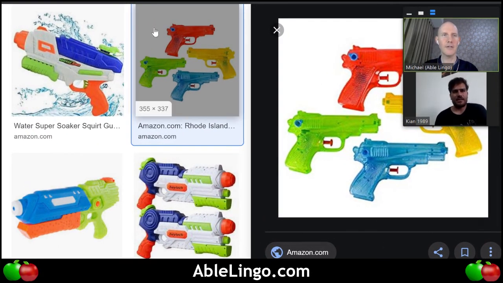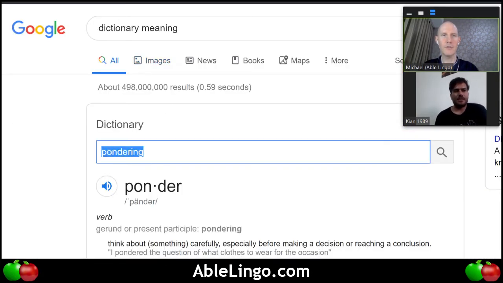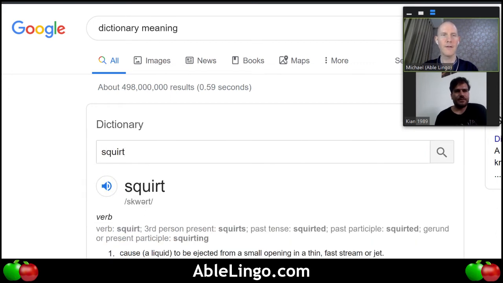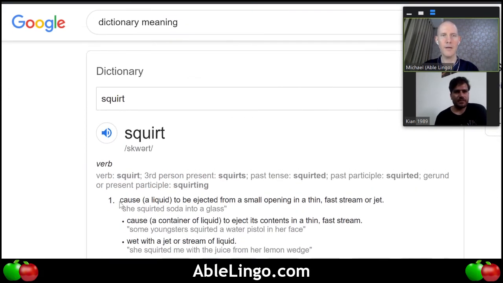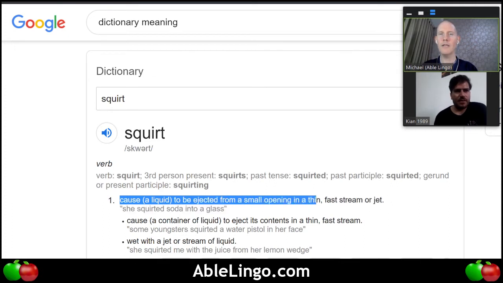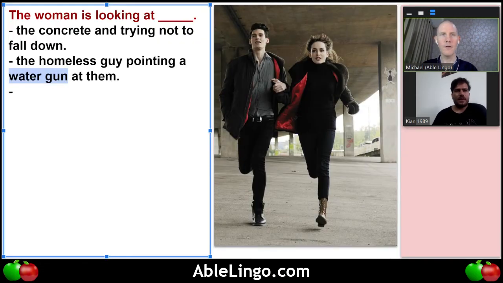Let's just take a look, and we'll put in squirt. All right: cause a liquid to be ejected from a small opening in a thin, fast stream or jet. Yeah, so you could say squirt. There is always a verb for everything in English. Right, it's a wild, exciting adventure.